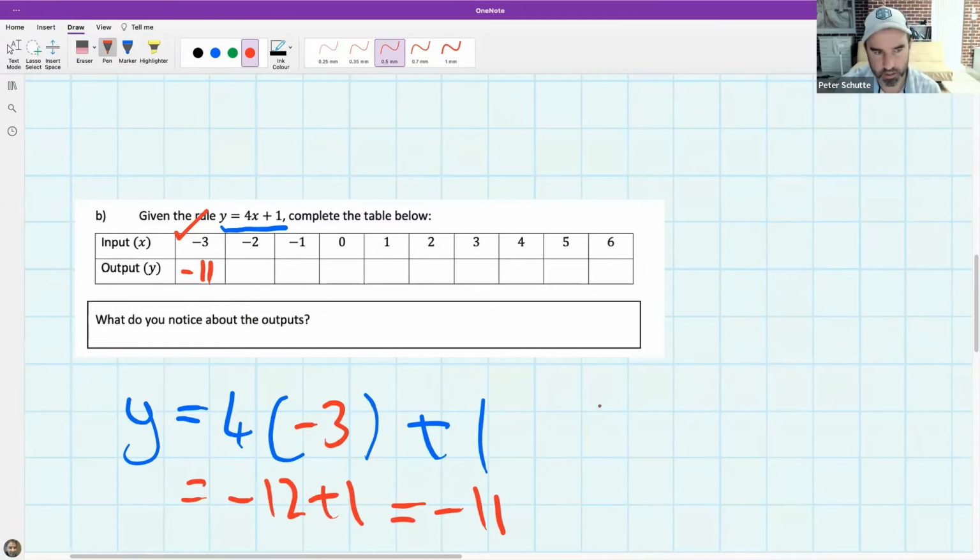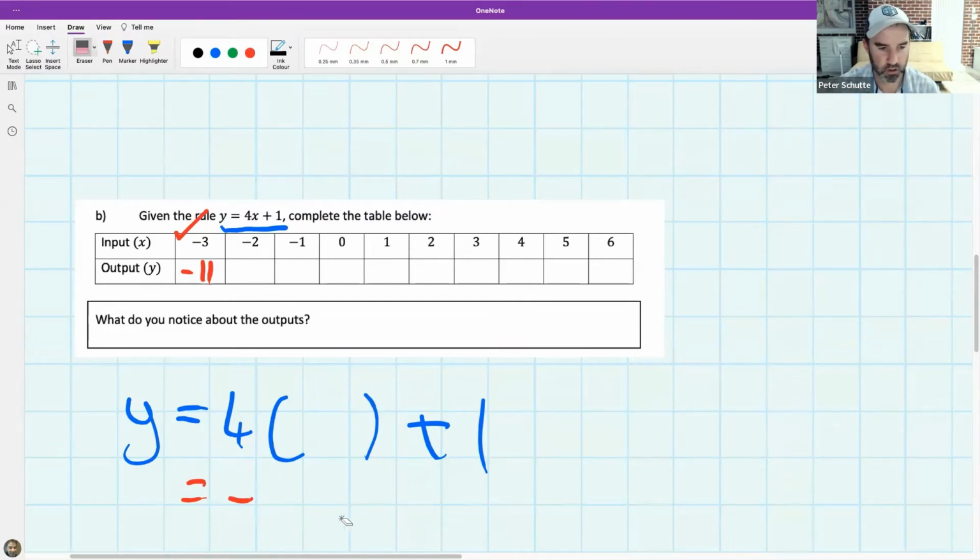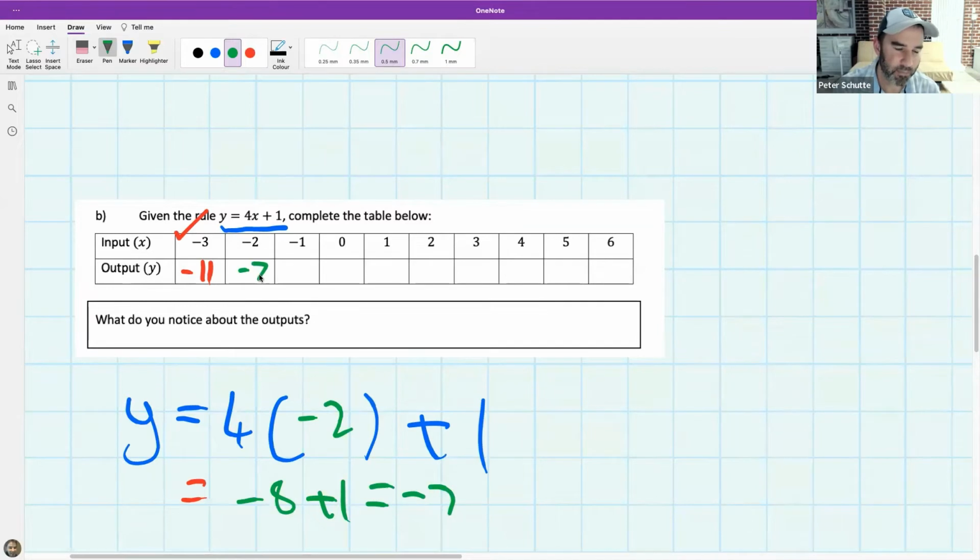Now, for the second one, I'm just going to use my same working. So I get -8 plus 1 is -7. Now I am noticing something rather interesting, but I don't know. I need to do the next one before I'm certain about it. But I think I'm noticing a bit of a pattern here.